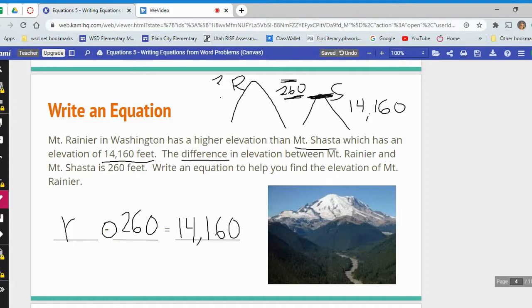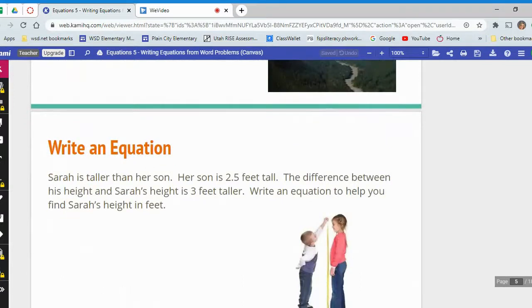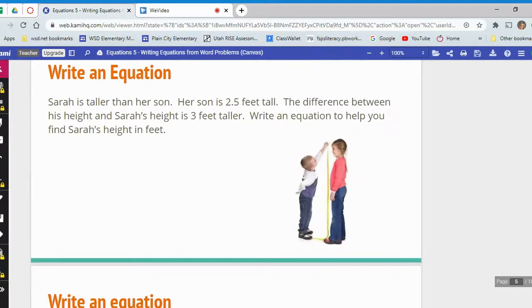14,160. So if you saw, drawing that picture a lot of times can help because it just helps us to get in our mind what is being talked about. Okay, and we found those keywords like difference. We found what we were missing. So you do what works for you, but sometimes just drawing a little sketch can be really helpful. All right, let's look at this one.